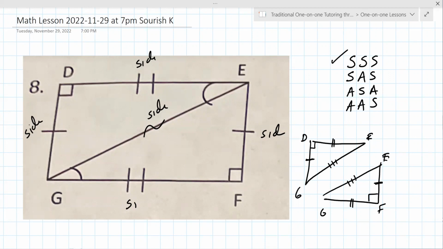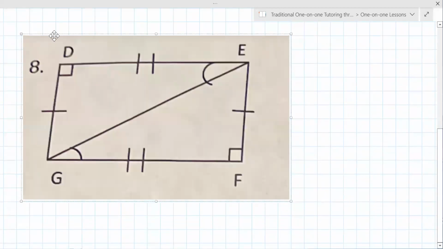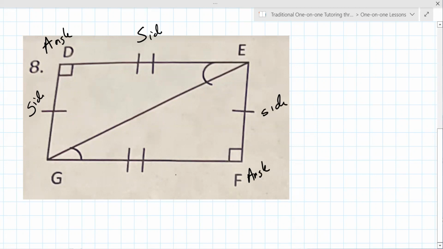What about side, angle, side? That's where you need an angle between two sides that are congruent. So let's look at this picture again. Let me grab it and move it down here so we can look at it fresh. It would be a side, an angle, and a side. Do you see how there's an angle between the two sides? Down here where F is your angle, do you see how it's squeezed between two sides?